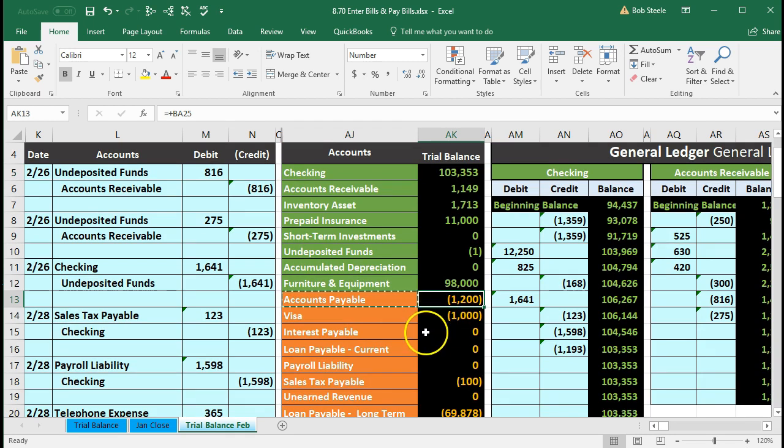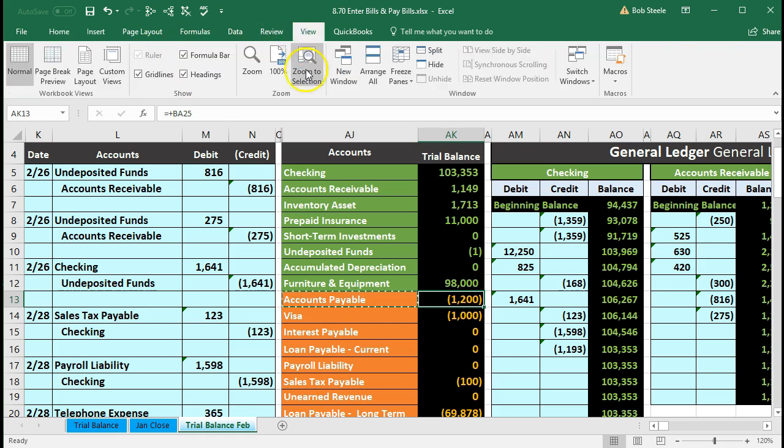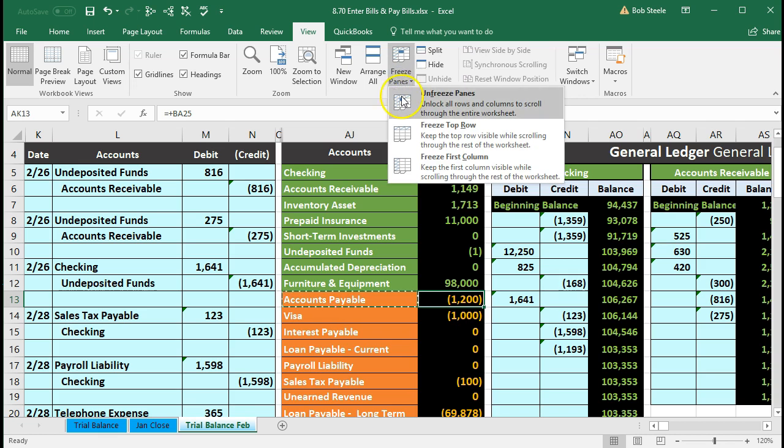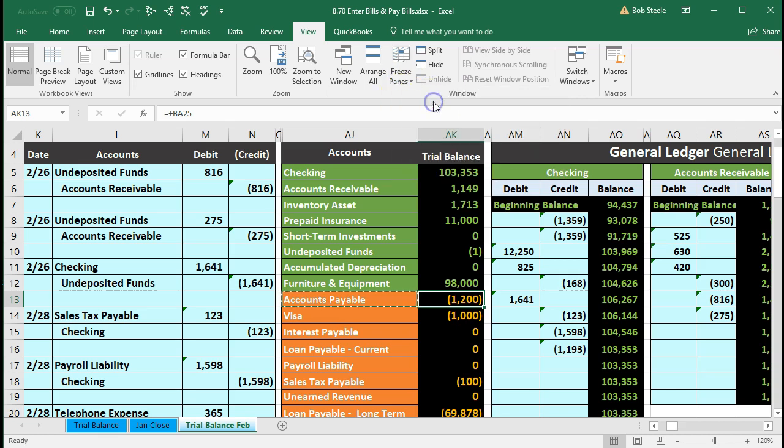What we will do now is unfreeze the panes. So we're going to go up top to the View tab, and we have the Windows group, and we have the freeze panes, and we will unfreeze the panes. And then we're going to check out what we've done to the financials and see if that pulls over correctly, see if we're still in balance, and see if everything is automated as it should be.